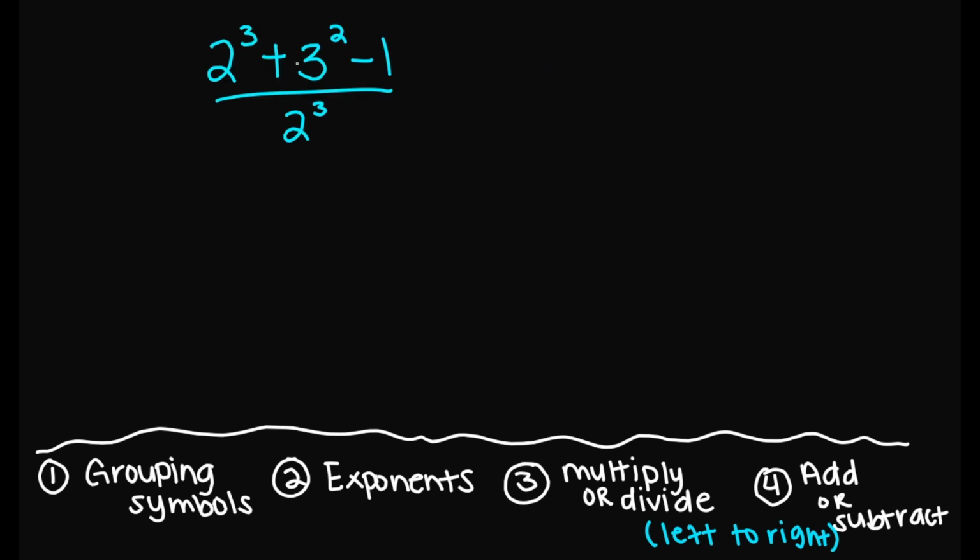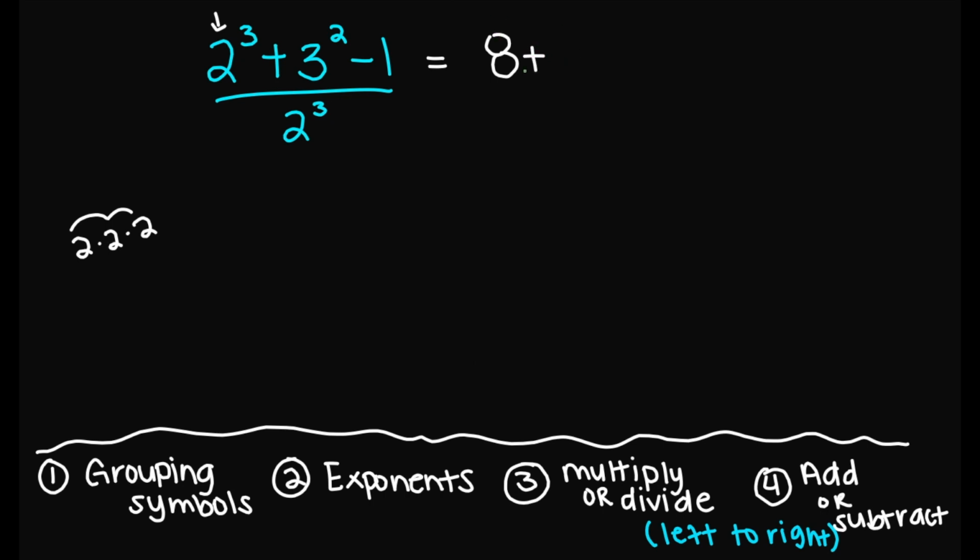2 cubed plus 3 squared minus 1 all over 2 cubed. So my numerator, your exponents, we're going to start here. 2 cubed, your answer here is going to be 8 because you have 2 times 2 times 2. 2 times 2 is 4, and then 4 times 2 is 8. So this is where we get the 8 from.